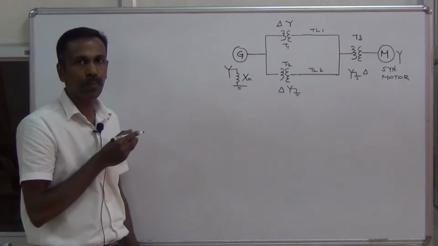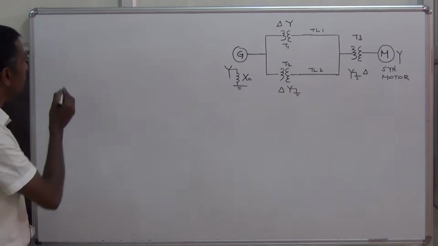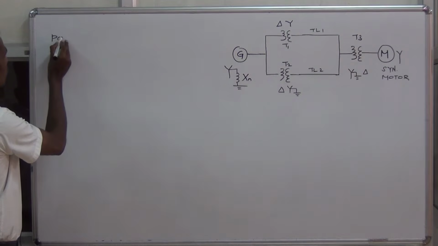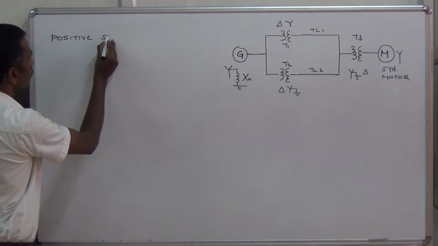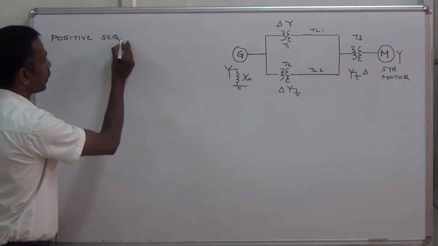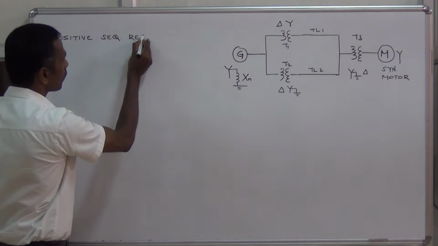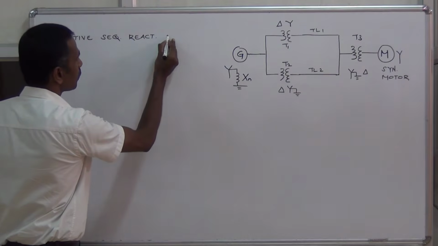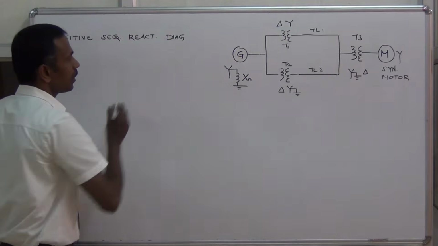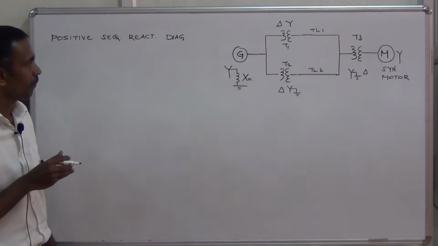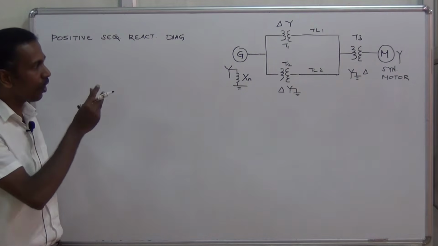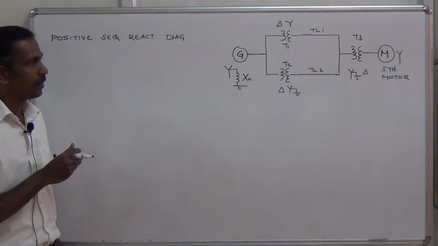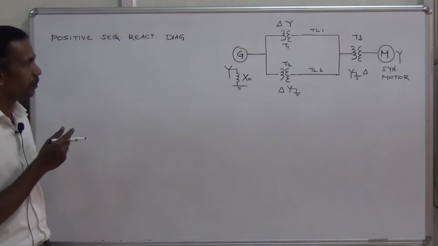Let us first draw the positive sequence reactance diagram. We will draw the positive sequence reactance diagram of each element. Let's start with the generator.